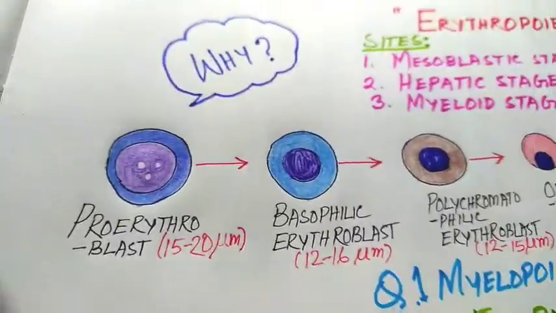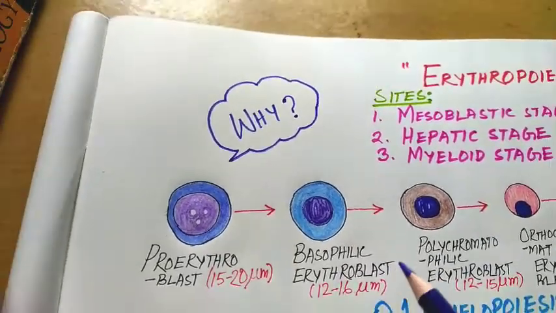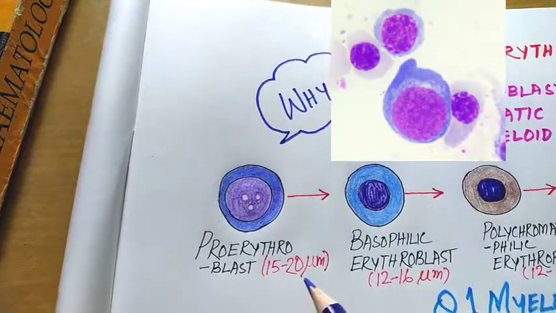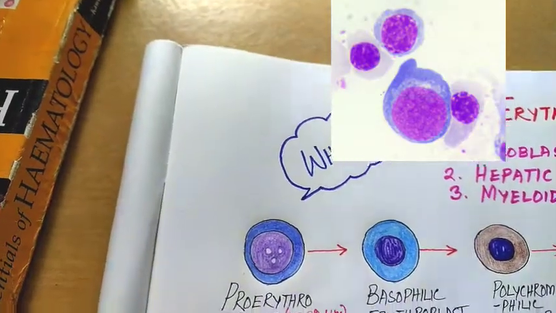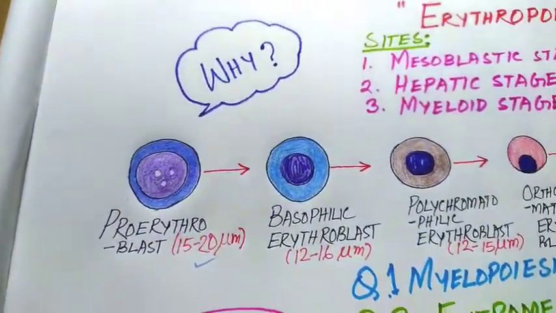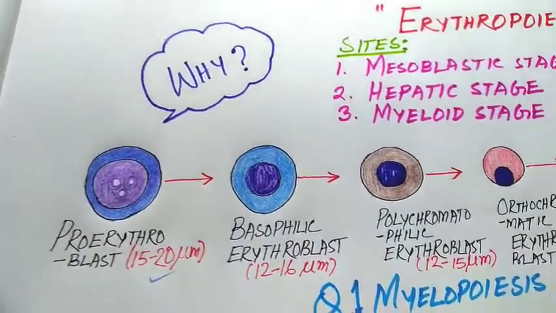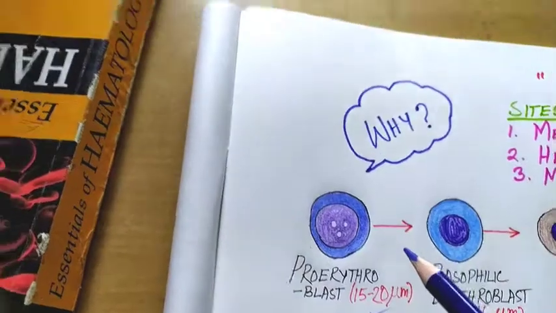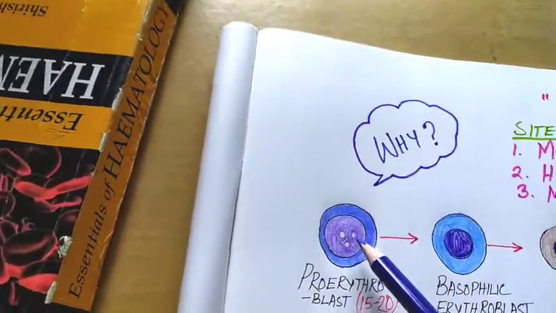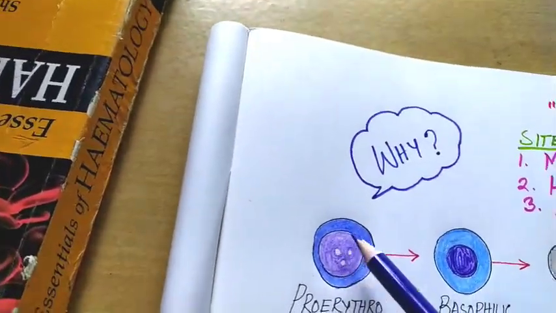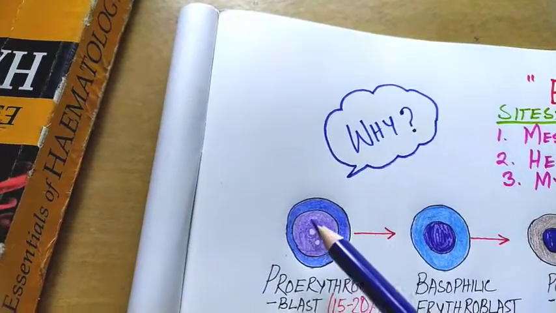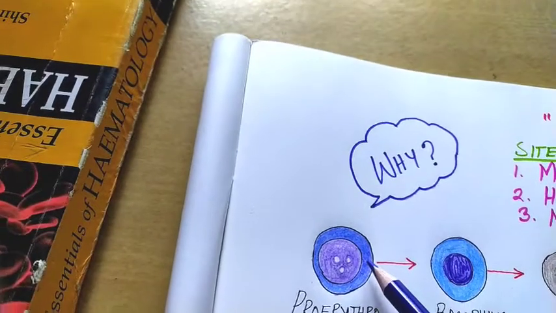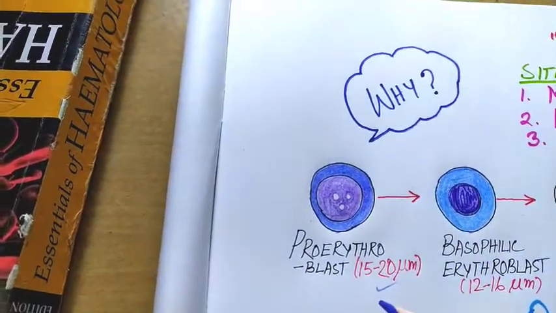Now coming to the process of erythropoiesis. So first there is a proerythroblast, that is a 15 to 20 micrometer diameter cell, and this is the largest cell in this series. So this is a proerythroblast. Now how to identify this cell? This is a large cell. It has a nucleus with opened up or fine chromatin, and there is presence of multiple nucleoli, and there is dark blue cytoplasm. So it is a proerythroblast.